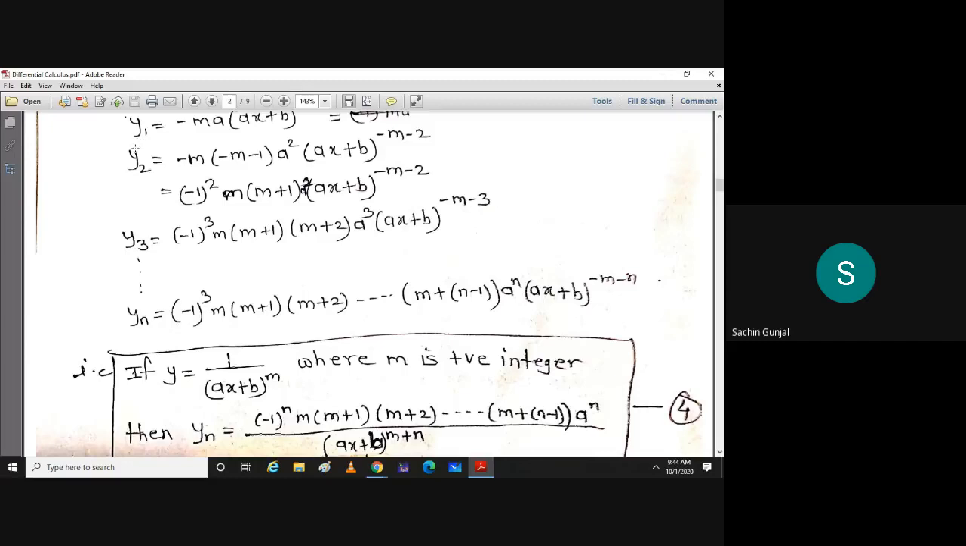Forget about y1. If you consider y2, then this is m plus 1, right? So one number less than 2. In y3, this is m plus 2, so one number less than 3. Got it, sir. So for n, it will be n minus 1.